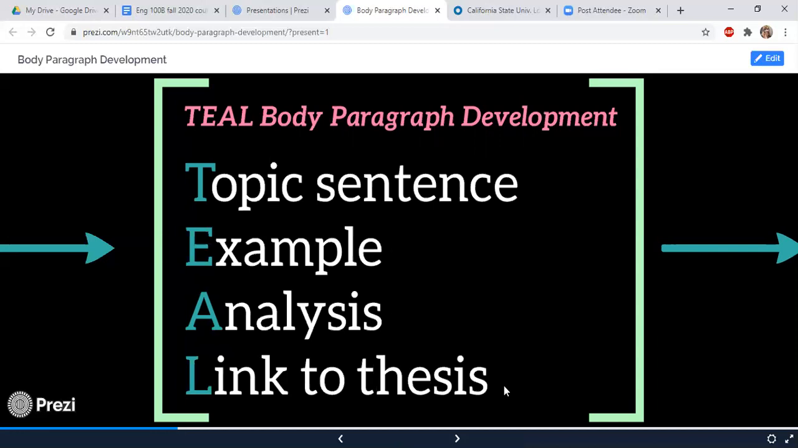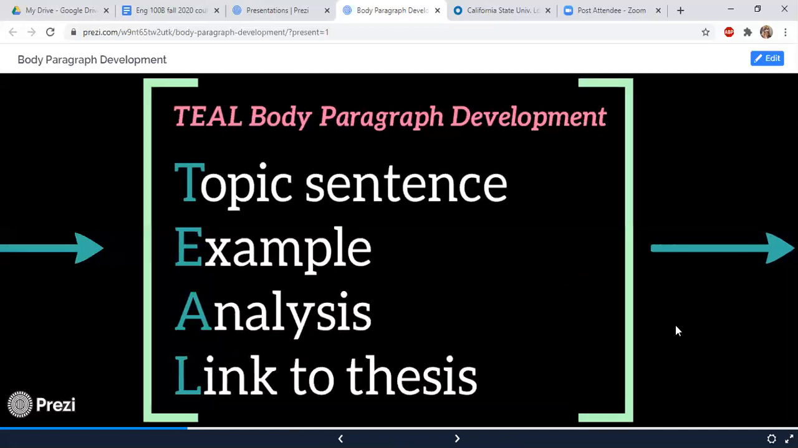There are other acronyms out there that other instructors use that are basically the same as this, but with just different language. So you may have learned a different acronym for a different class. And if you're comfortable with that acronym, I know AXIS is one, and there's a few others. So if you are familiar with a different acronym, feel free to keep using that development system that you already have. But I think this is a really effective way to develop your body paragraphs. And so I would also encourage you to give this a try as well. So let's look more closely at each part of TEAL.